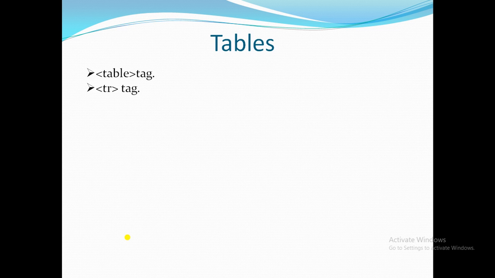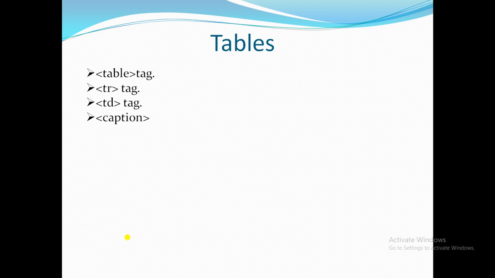Then we have the tr tag. With the name, you will be familiar with it. This tag is used to define the table row. It shows the starting of a row, and if you add a forward slash, it shows the ending of a row. Then we have the td tag. This tag is used to define the table data, that is the data inside the row. Whatever data you want inside the row can be defined using the td tag.